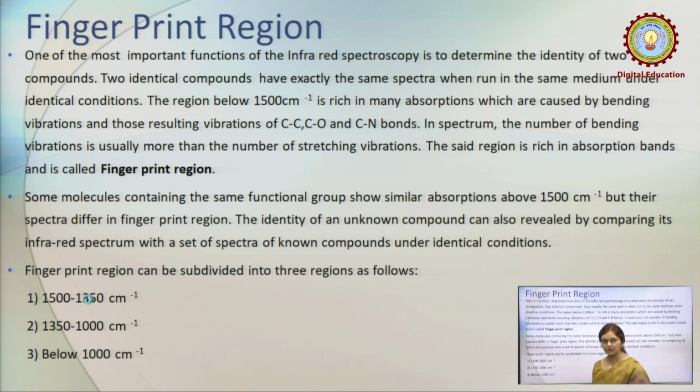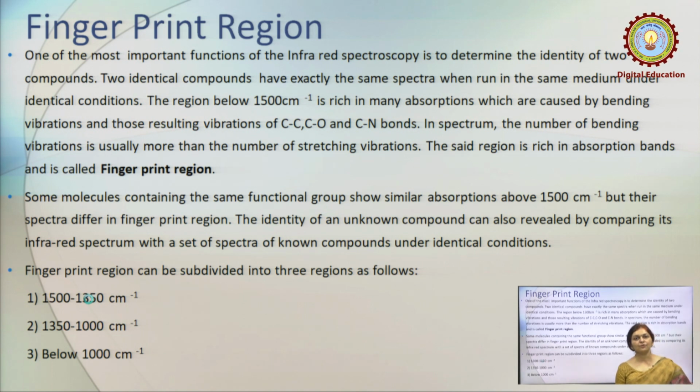Now, after going through the vibrational frequencies and characteristic frequency ranges, we are going to discuss the most important part of IR spectroscopy, which is called the fingerprint region. The IR spectrum is often referred to as the fingerprint of the molecule. It is the most important function of IR spectroscopy to determine the identity of two compounds. Two identical compounds have exactly the same spectra when run in the same medium under identical conditions.